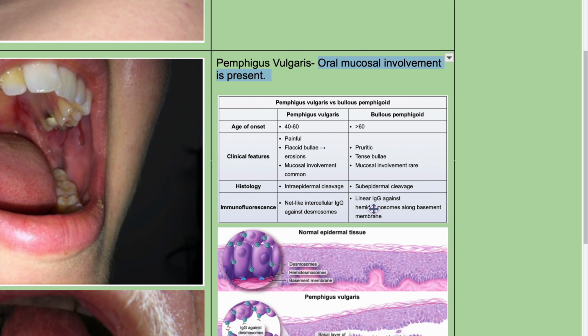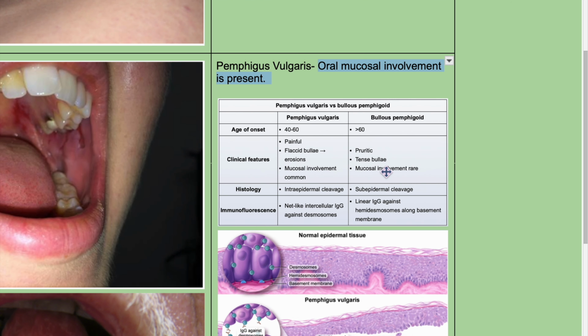They don't test you really on any of these. It's just there to, I don't know, I didn't feel like reading it at the time. For pemphigoid, age is more than 60. Pruritic tense bullae, mucosal involvement rare. Subepidermal cleavage. Linear IgG against hemidesmosomes along the basement membrane.